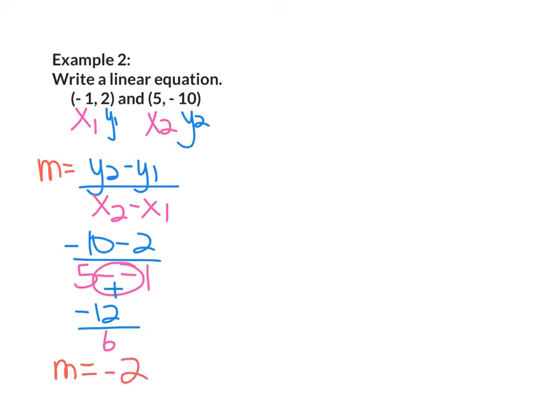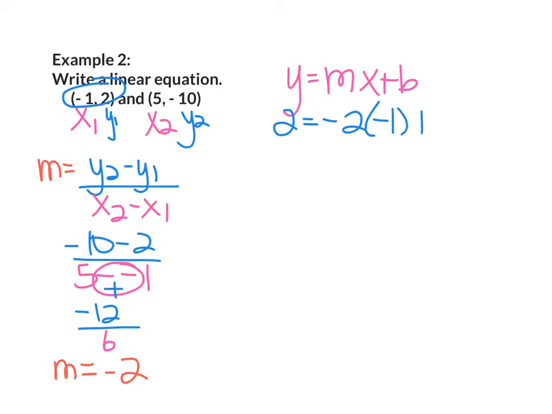Now I need my equation in slope-intercept form, which is y equals mx plus b. So I know my slope is negative 2, so I'm going to put that underneath the m. I'm going to pick a set of coordinates. I'm going to choose the first one, (-1, 2). And it doesn't matter which set I pick, I'll still get the same answer. So negative 1 is x and 2 is y. So below y, I'm going to put 2. My x is negative 1.